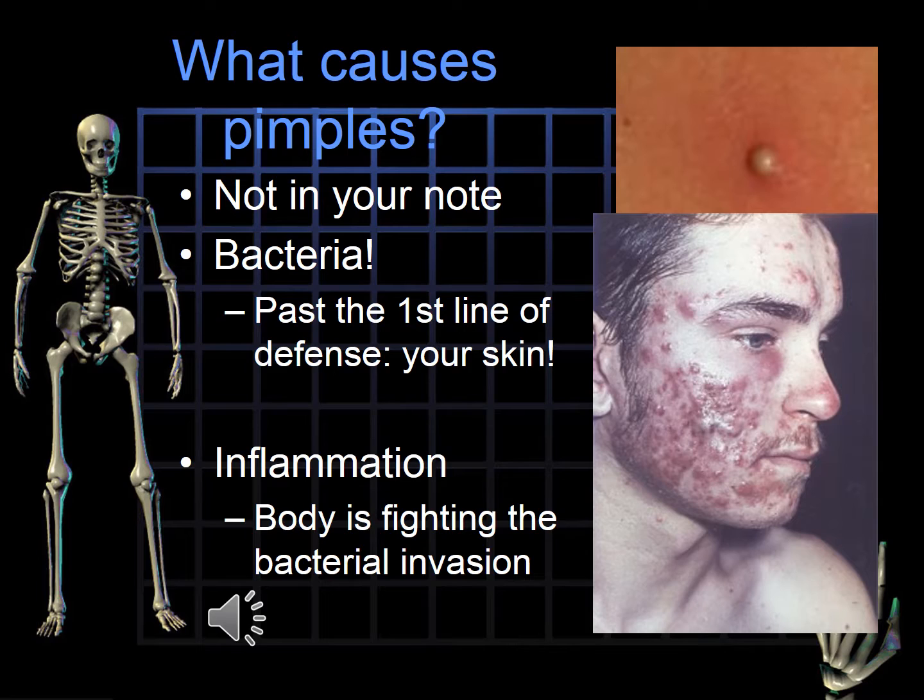Pimples. This is not in your notes, but bacteria pass the first line of defense of your skin, and your body's trying to fight that bacterial infection. So we get really bad things, and we do have antibiotics for this now, but sometimes it's hard to fight some of these pathogens that are trying to get in. So your body becomes all swollen, and it's very localized to where the bacteria is coming in.